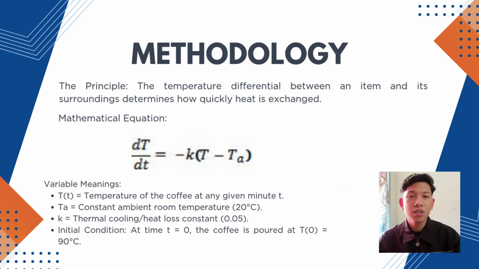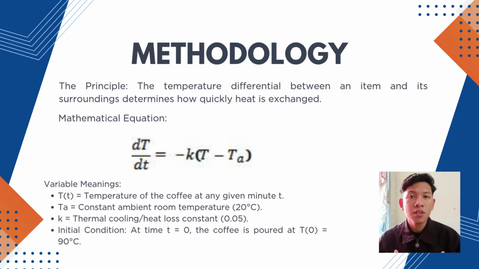According to Newton's law of cooling, the temperature differential between an item and its surroundings determines how quickly heat is exchanged between them. Mathematically, this is expressed as dT/dt equals negative k times the quantity T minus T_A, where T(t) is the temperature of the coffee at any given time t.